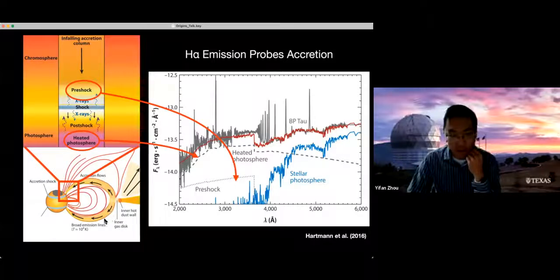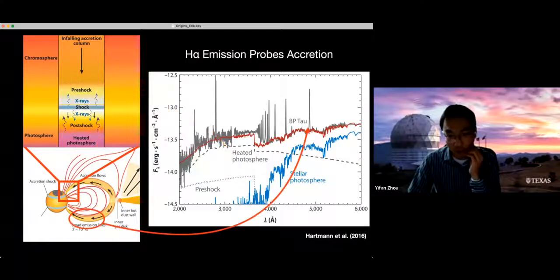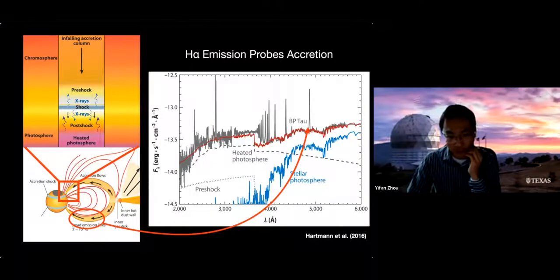But the other region is this incoming accretion flow. This accretion flow is actually where most of the emission lines come from, because either the pre-shock region or the post-shock region of the stellar accretion is too hot and too dense to produce a significant amount of line emission. But this incoming accretion flow, on the other hand, is not dense; it is optically thin with respect to the line emission. So it is mostly responsible for the line emission that we observe.